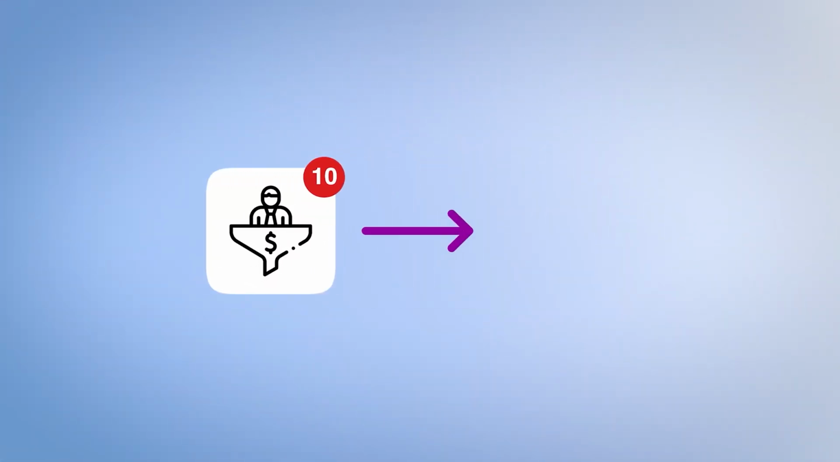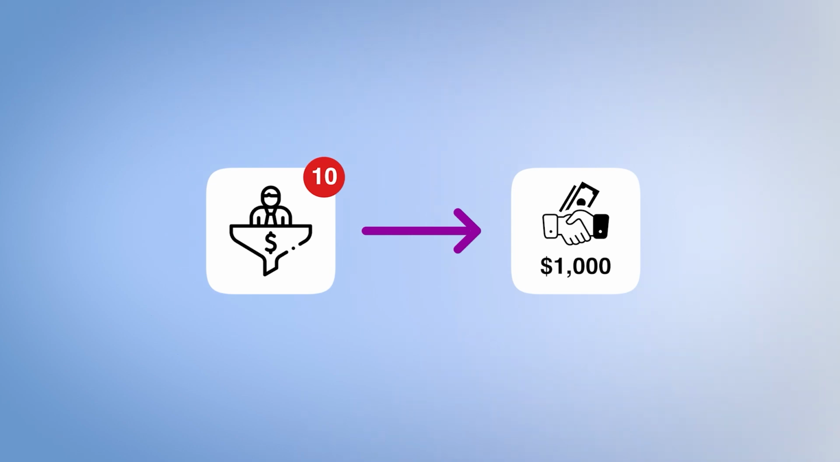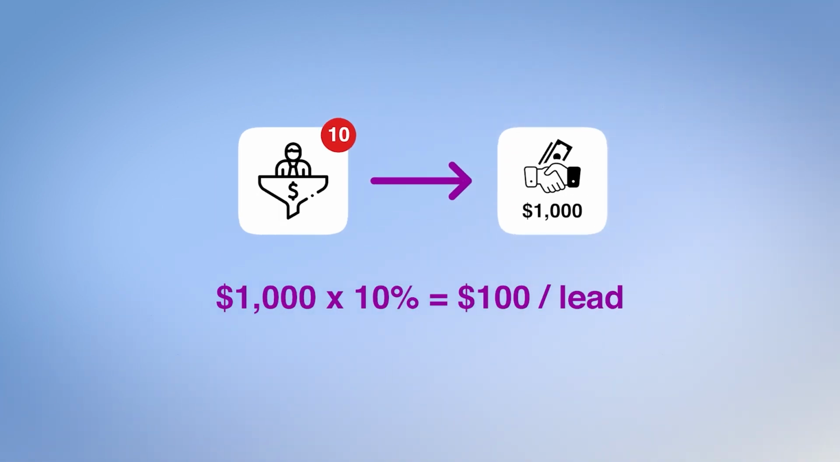Yes, you're exactly right. However, you can assign a conversion value to a lead based on the predicted close rate. And so what do I mean by this? If you know that it takes 10 leads to close a $1,000 sale, meaning that your average sale is $1,000, but your close rate is 10% on your leads, then you know that one lead is worth $100. 100 times 10, that's 1,000. So you know that your leads are worth $100.